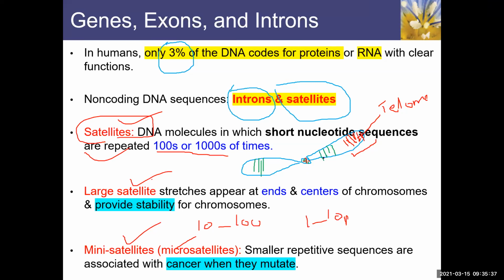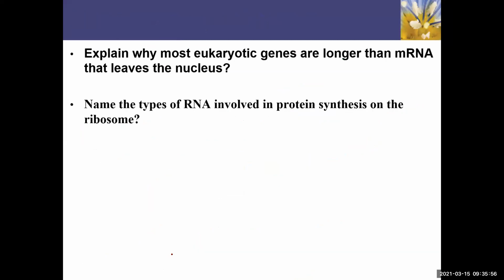That is it. The micro ones have been found to cause cancer if they mutate. Even though they're non-coding sequences, we considered them junk DNA, but we have seen that if they mutate, it can cause cancer. That shows that even though they're repetitive sequences, they might have some kind of function.